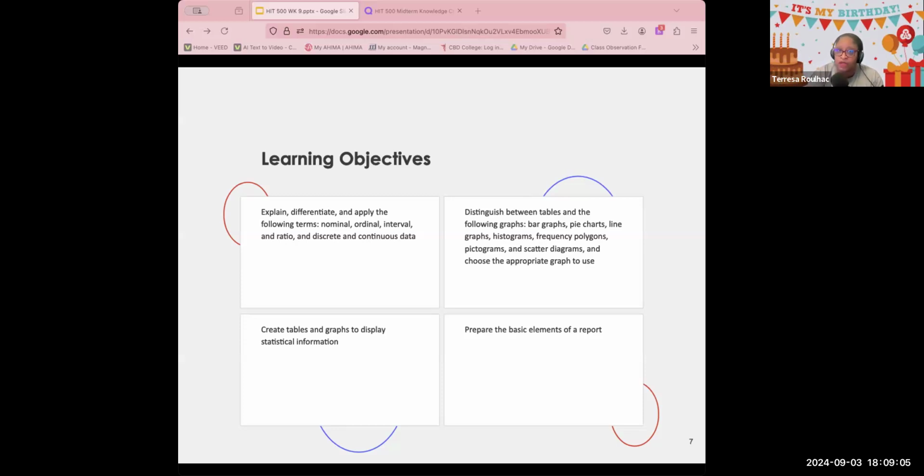And we have to choose which graph would be appropriate for what type of data. So we're taking everything we learned from chapter one and we're just diving in just a little bit deeper. We also look at creating tables and graphs to display statistical information. And then we're finishing up this evening with just looking at preparing the basic elements of a report.